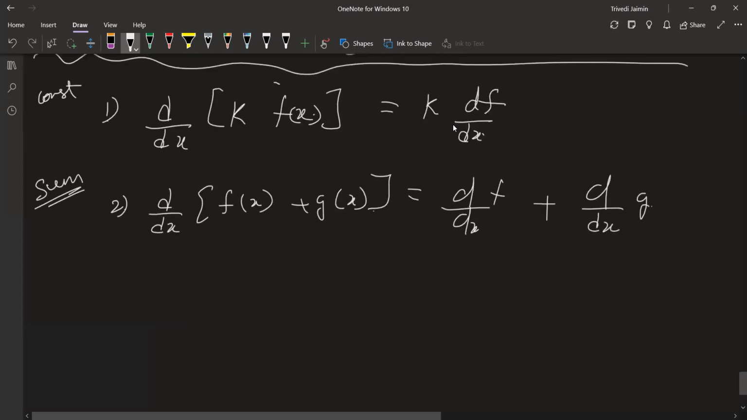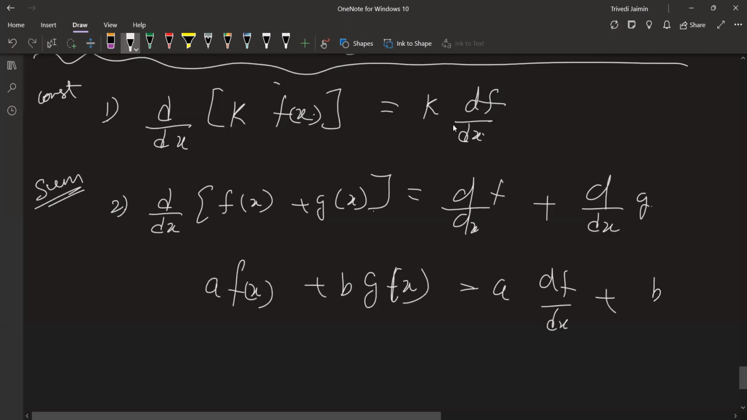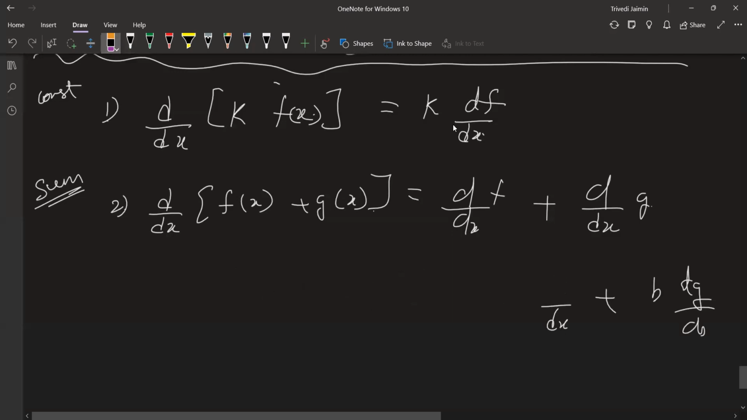And same goes with both of these. If we combine both, if I write a f of x plus b g of x, same thing, we will make a and b outside: a df by dx plus b dg by dx. Similar way, a combination of first and second. These two rules clear?